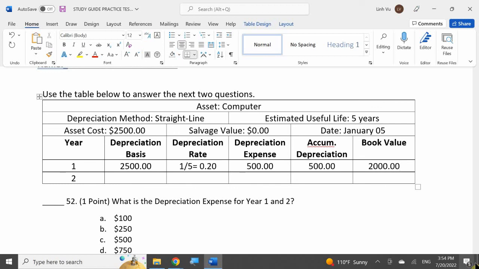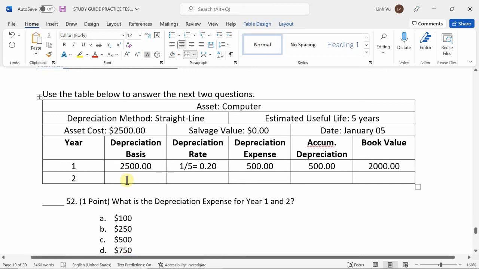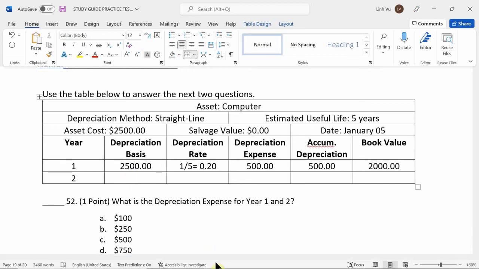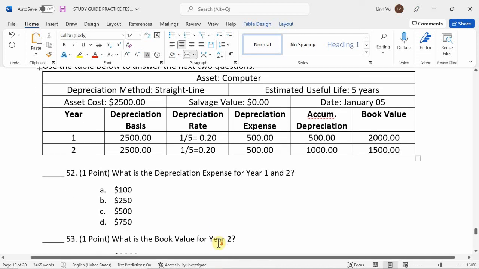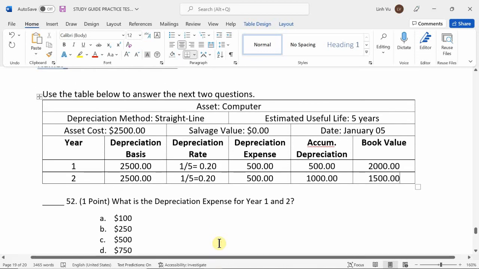Okay, let's depreciate for the second year. So what's my depreciation basis going to be? It's the same as the first year, 2,500. Good. And then your rate stays the same at 0.2. And then depreciation expense is also the same. Yes, because it's straight line. Accumulated depreciation is now 1,000, and the book value went down to 1,500. Good. All right. So let's answer the next two questions.